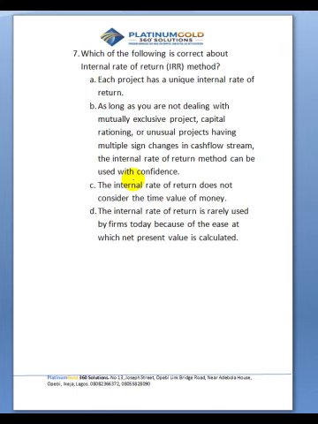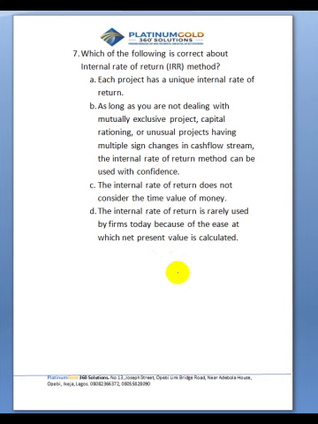Okay. Which of the following is correct about the internal rate of return method? Each project has a unique internal rate of return. As long as you are not dealing with mutually exclusive projects, capital rationing or unusual projects having multiple sign changes in cash flow, the IRR method can be used with confidence. Internal rate of return does not consider time value of money. This is wrong. It considers NPV. It takes care of NPV.